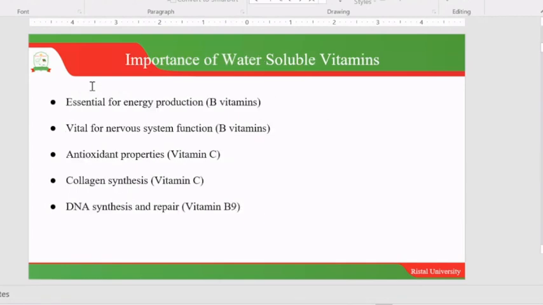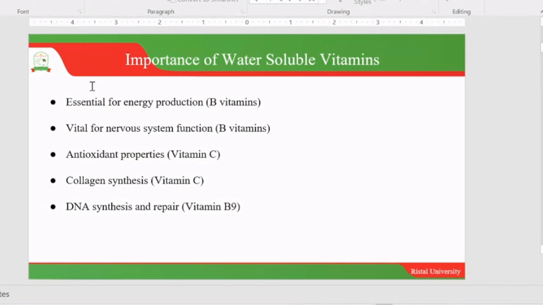All right. So what is the importance of the water-soluble vitamins? The water-soluble vitamins, mainly the group B vitamins, are essential for energy production. The water-soluble vitamins, basically the B complexes, help us in metabolism, in metabolism of the various products that we are putting into the body.